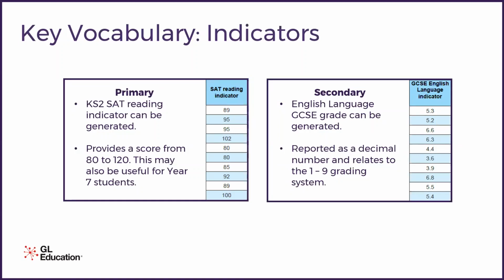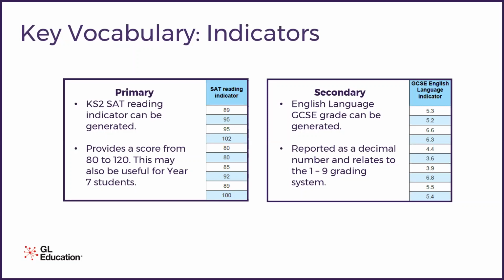Our indicators of future test performance are based on students' ages and may include Key Stage 2 scaled scores that reflect the results of Key Stage 2 SATs testing and run from 80 to 120, or indicators of potential performance at GCSE in English language, which would be reported to you in the form of a decimal number and relate to the 1 to 9 grading system.